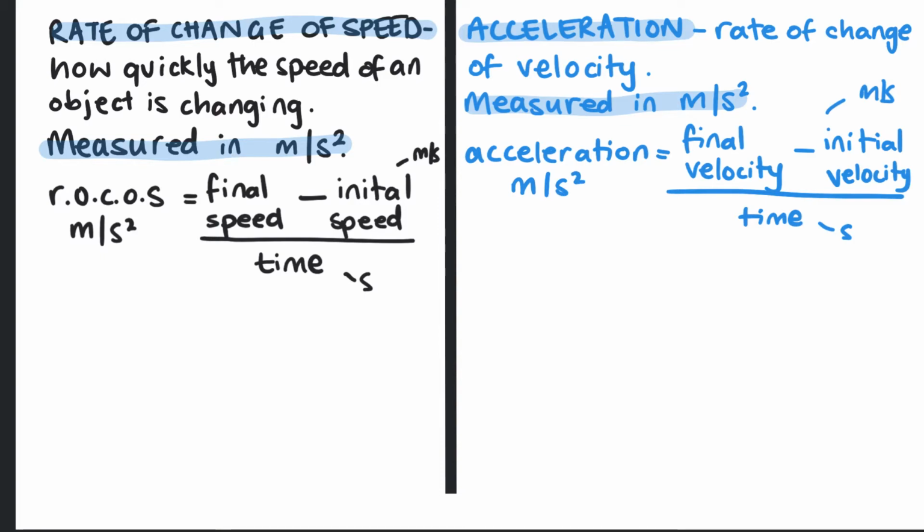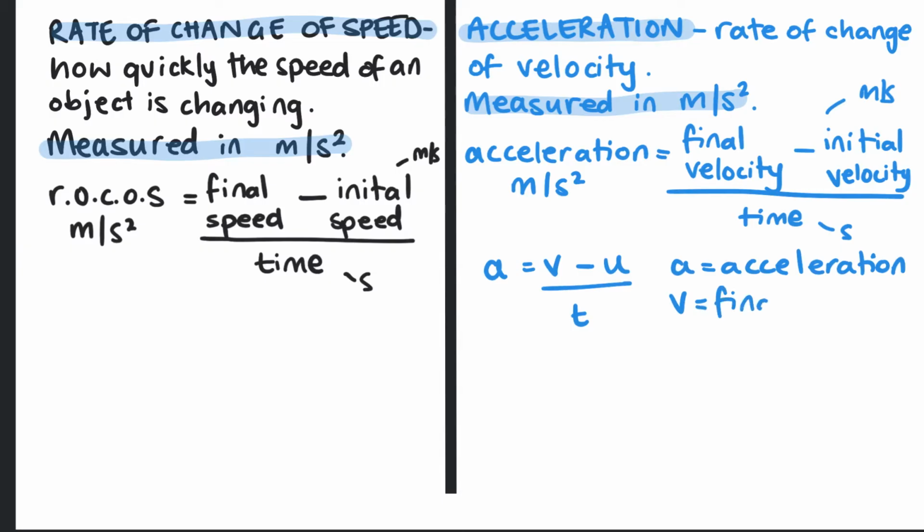We can shorten this down using the symbols a is equal to (v minus u) divided by t. So a is the acceleration, v is the final velocity, u is the initial velocity, and t is the time. Make sure you take care when you're writing out the v and the u to make sure that they're very different looking. Sometimes when you're in a hurry, the v and the u can look quite similar, so make sure the u has that little tail on the end.